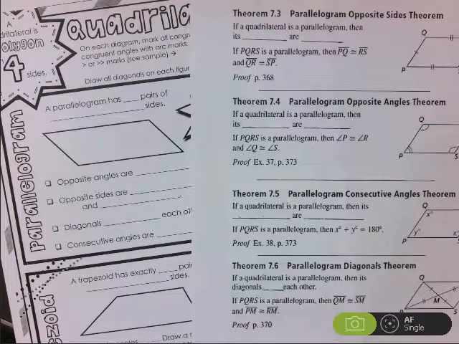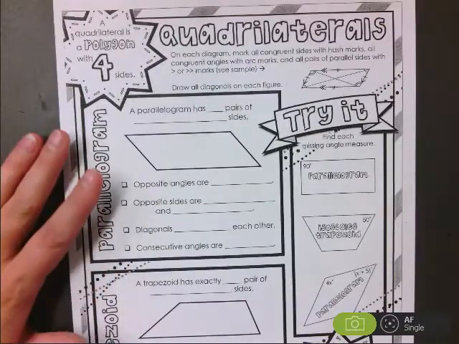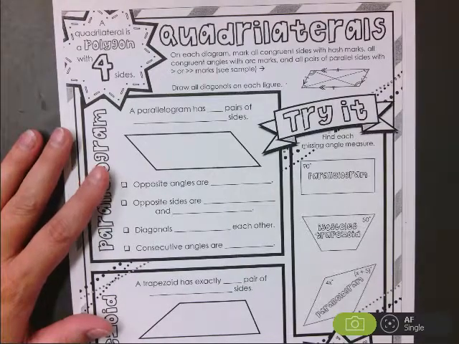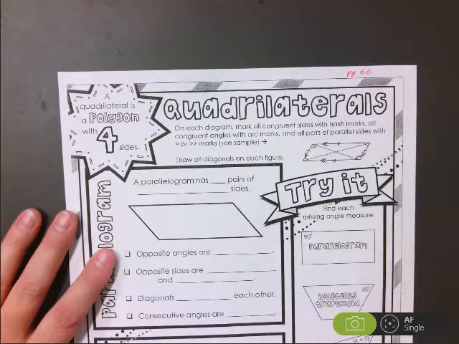Welcome back. So today we're going to be working with these two handouts. The first one that we're going to work with is actually this one, the quadrilaterals doodle notes. And this is going to go on page 60 of your notebook, page 60.